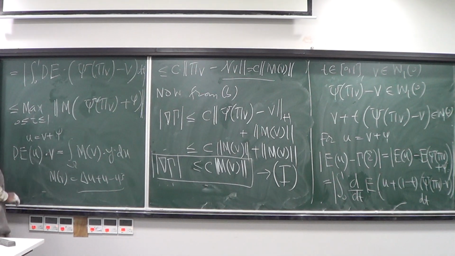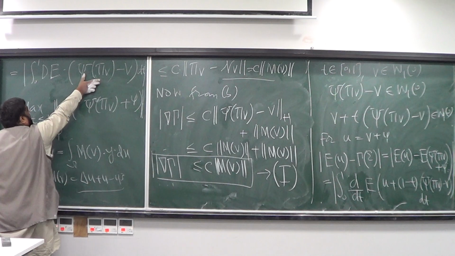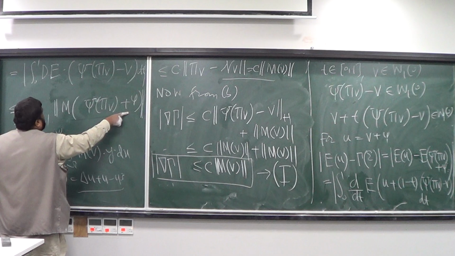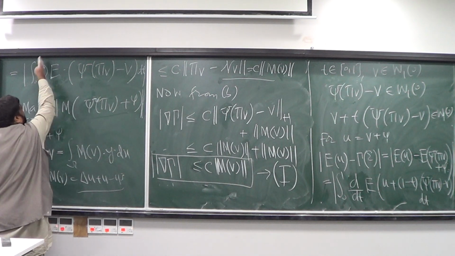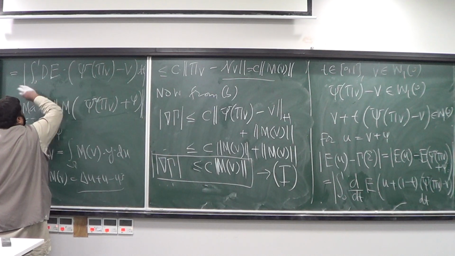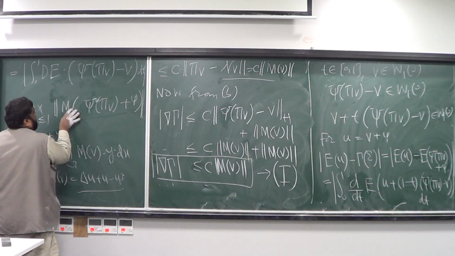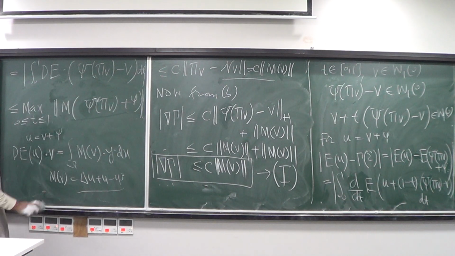Now, keeping in view this formula, figure out how. My claim is that you can rewrite this expression as this. Take the maximum, pull it out, and this integral will go away. The norm of this Fréchet derivative can be estimated by the norm of M of this. So try to figure out this little thing.